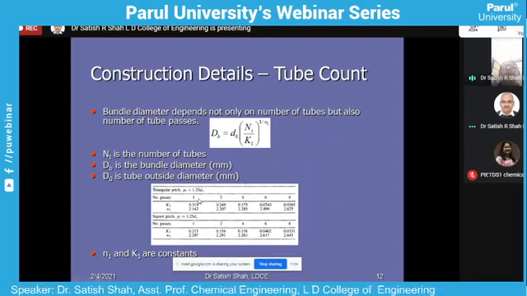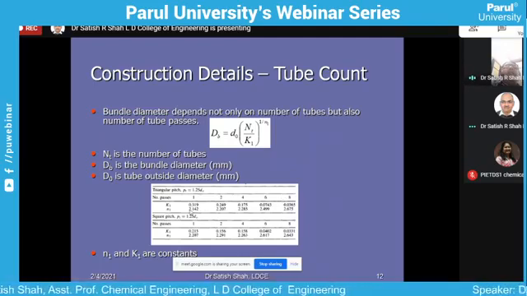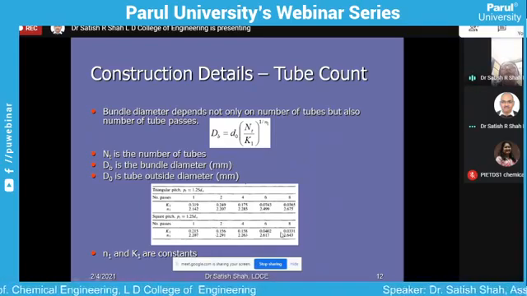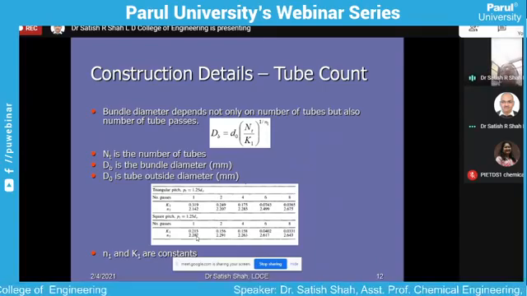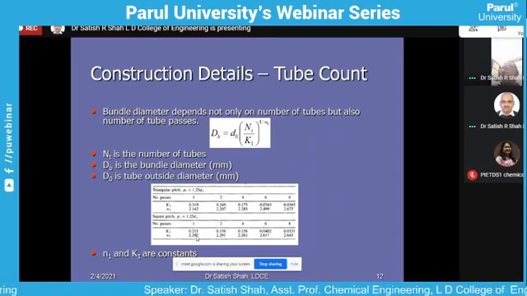This is for pass 1, pass 2, pass 4, pass 6, pass 8, the tube side passes, and accordingly they have given the values of n1 and K1. If you use square pitch, the n1 and K1 values are given like this as well. If time permits, I will show you the example also, but otherwise you should keep in mind that you use this formula to find the bundle diameter. Once the bundle diameter is finalized, you can immediately finalize the shell diameter.